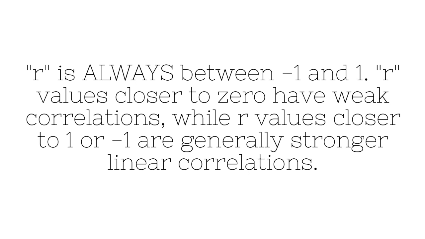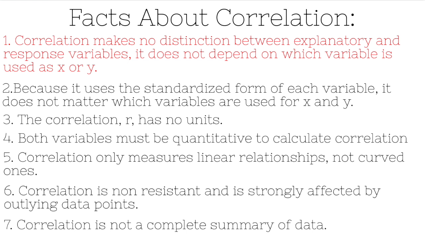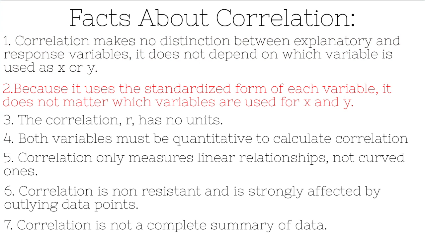R is always between -1 and 1. R values closer to 0 have weak correlations, while R values closer to 1 or -1 are generally stronger linear correlations. Correlation makes no distinction between explanatory and response variables. It does not depend on which variable is used as x or y. Because correlation uses a standardized form of each variable, it does not matter which variables are used for x and y.